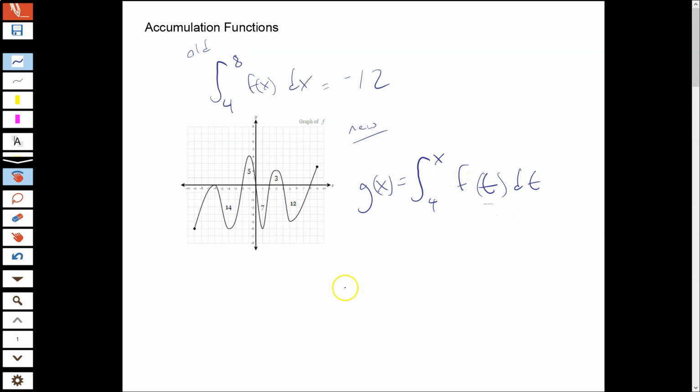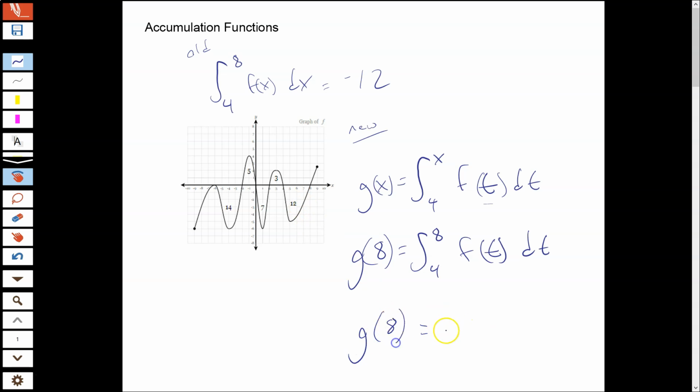So g of 8 would be the integral we just found, 4 to 8, f of, I don't want to say x or 8, I just want to say t again, dt. And then my result is the same. I'm going to look at the graph and I'm going to say that g of 8 is just the solution to that integral, which is negative 12.